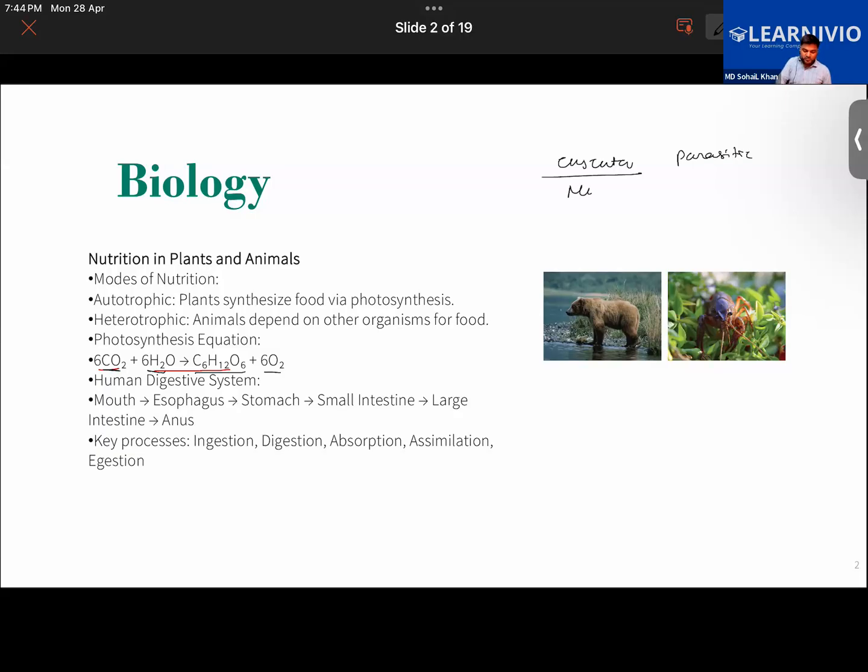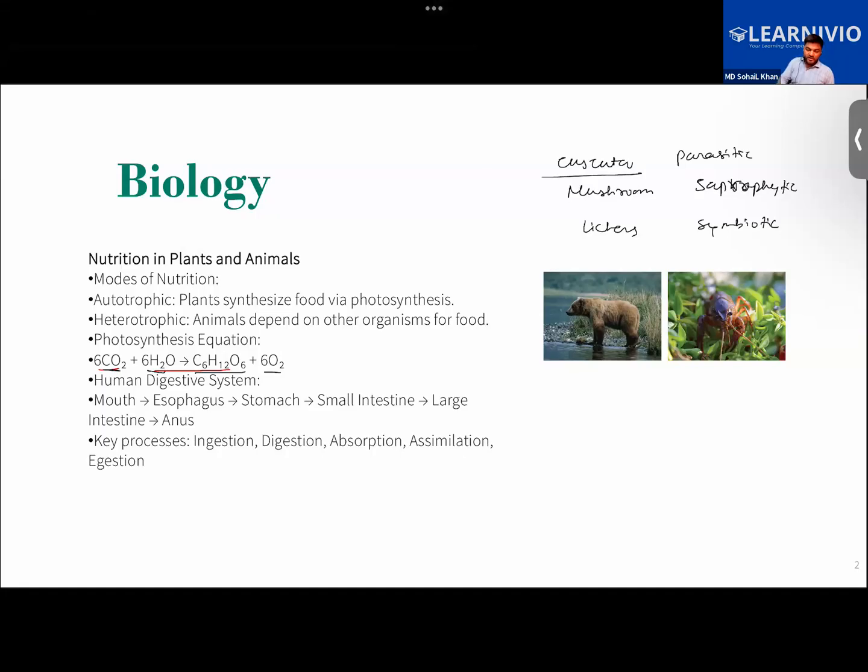For example, mushroom. It's an example of a saprophytic plant. So the saprophytic mode of nutrition was also there. Then we have the example of lichens that show a symbiotic mode of nutrition, where alga and fungi live together to survive. So we learned about that.